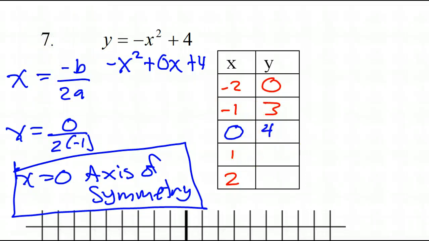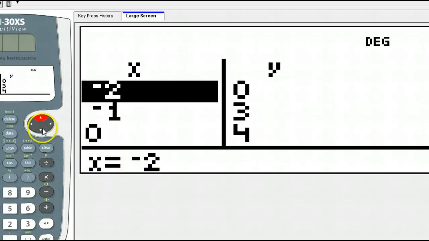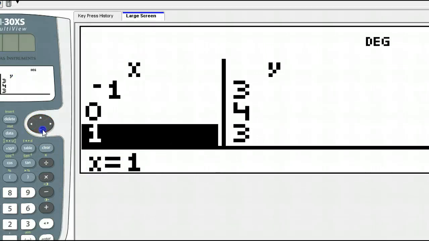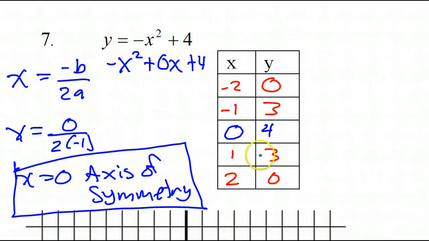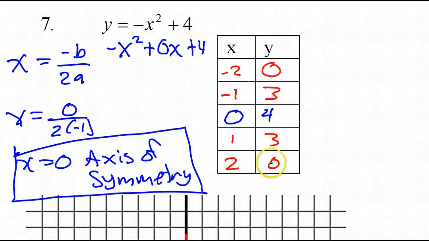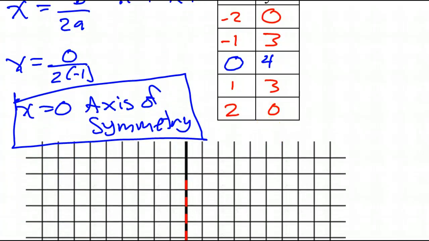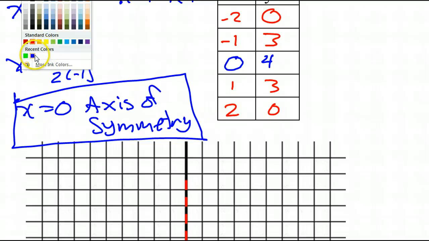All right, so I'm betting that the other two values will be 3, 0. Symmetry, symmetry. But let's check it out. If I scroll down, I've got 1, 3, and 2, 0. There's 1, 3, and 2, 0. Okay, so I did not make a mistake. Well, let's graph it up.